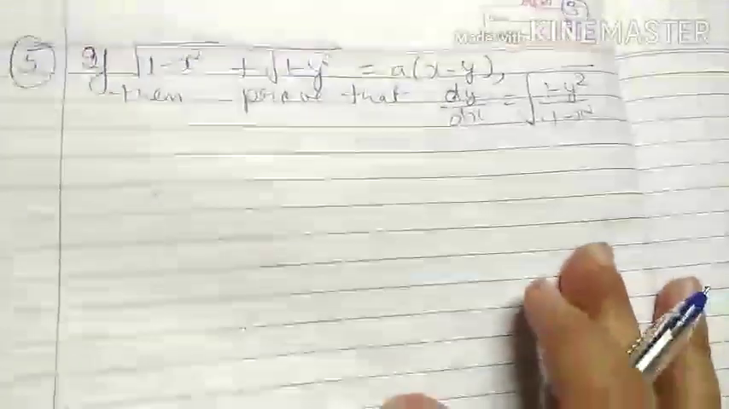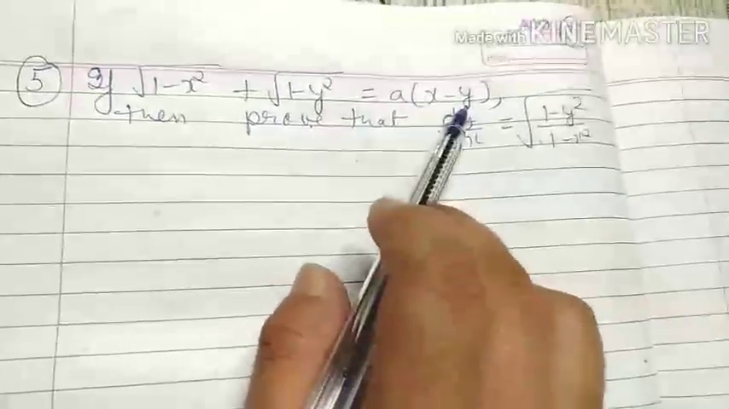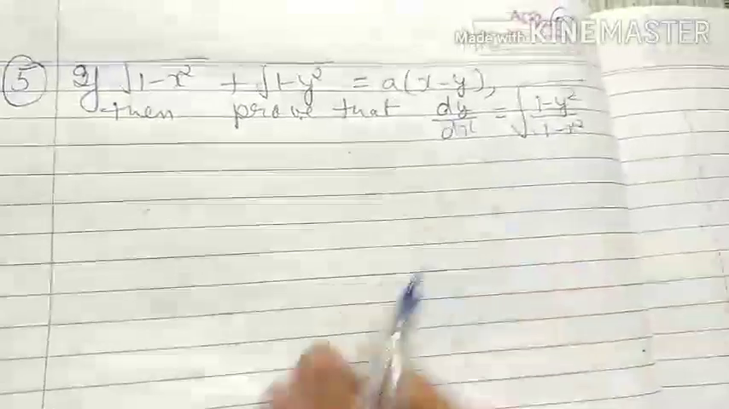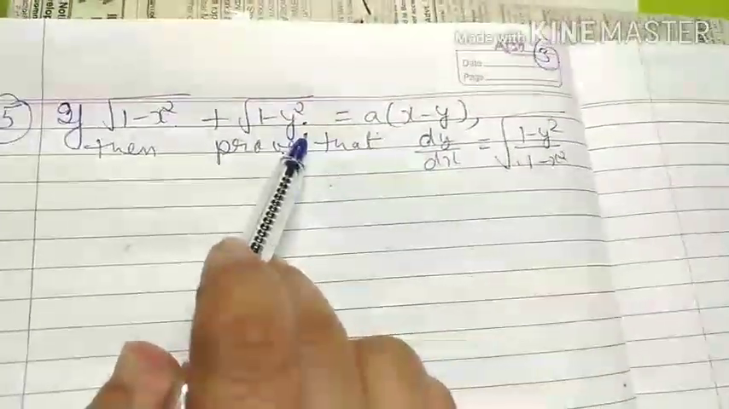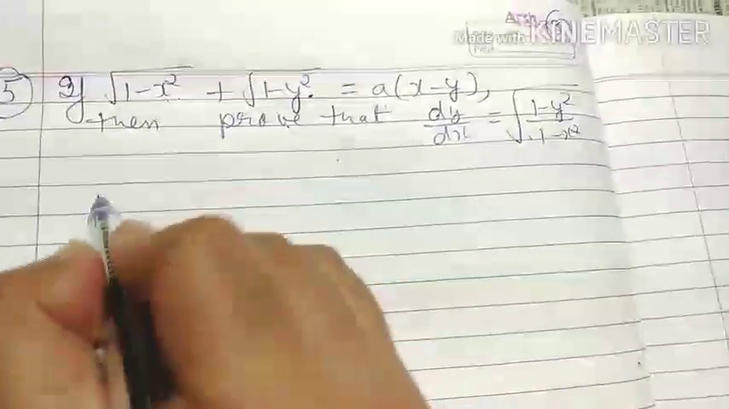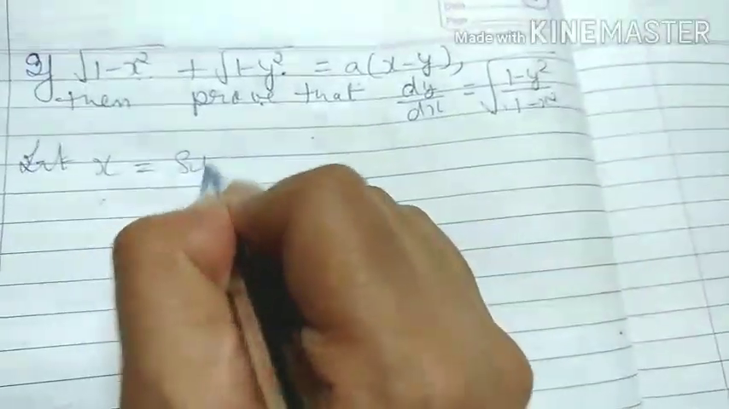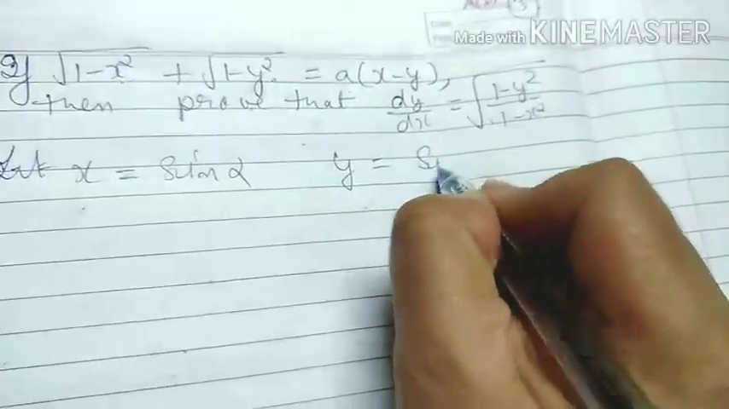Another important question is, if square root of 1 minus x square plus square root of 1 minus y square is equal to a times (x minus y). This question is given to me, and I want to prove that dy by dx is equal to square root of 1 minus y square upon 1 minus x square. So here, since it is 1 minus x square and 1 minus y square, I consider different angles. I suppose I have two different variables, x and y. So let x is equal to sine alpha, and y is equal to sine beta.